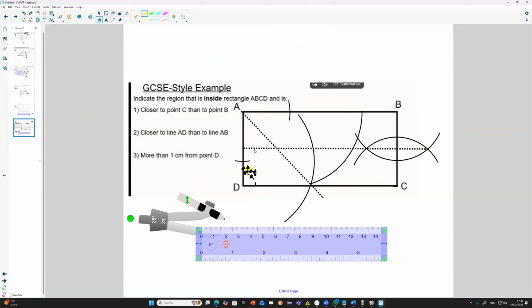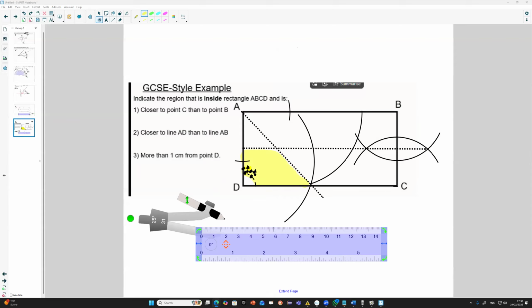It needs to be closer to C, so it's going to be on the bottom half of the rectangle. And then it needs to be closer to AD than AB, so it's the bottom side of the diagonal line. So it's going to be here. Does that make sense there? Yeah. Brilliant. Is that actually what I had earlier? Yeah, that's exactly what it is. Right, so that's the sort of question you would see in an exam on it.